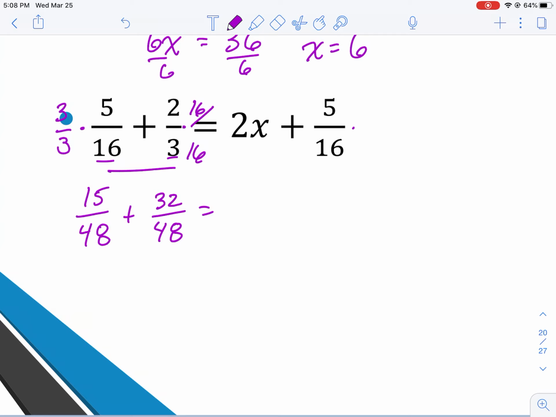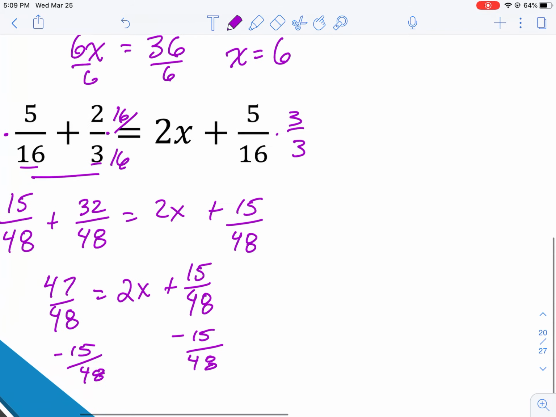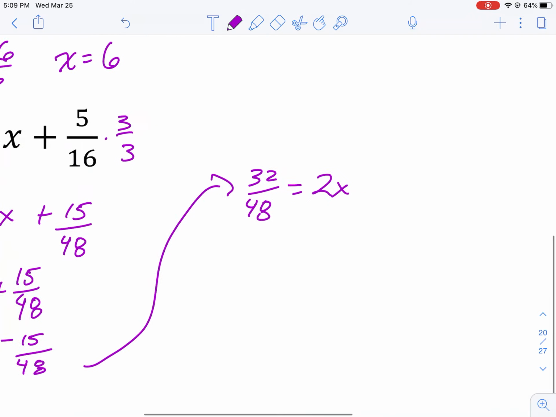Over here, I'm actually going to want to get a common denominator eventually anyway, so I'm going to do that now. So that's going to give me 2x plus, this is going to give me 15 over 48. Now I combine these terms over here, I get 47 over 48 equals 2x plus 15 over 48. Now I'm going to subtract 15 over 48 from both sides. That's going to give me 47 minus 15 is 32 over 48 equals 2x.